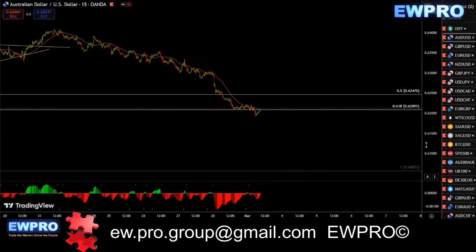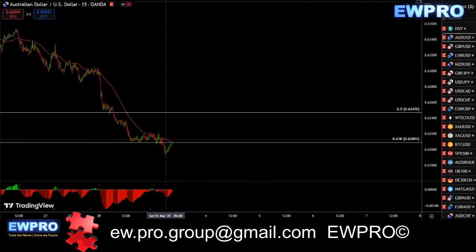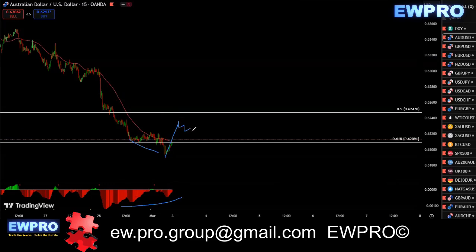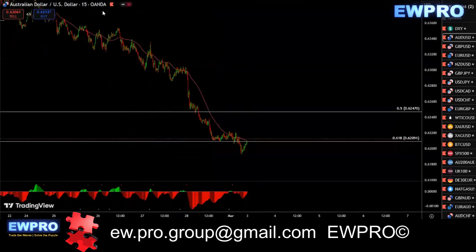On the M15, we could look for a buy. We do have bullish divergence here. We have bullish divergence in here. So if we get a nice impulse up in here and then a correction, well, then we could start to look for the buy in that correction. So I'd be looking for the buy on the shorter time frames and seeing how far it goes in the shorter term.